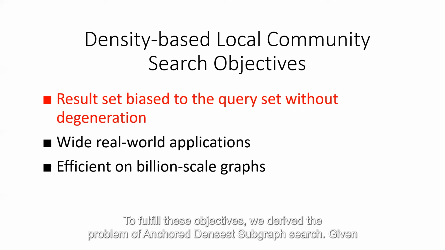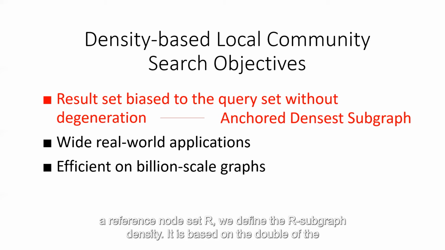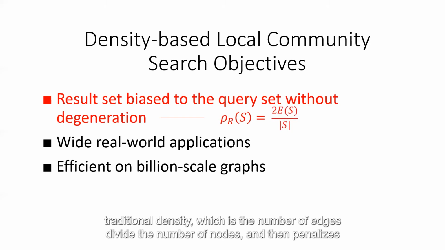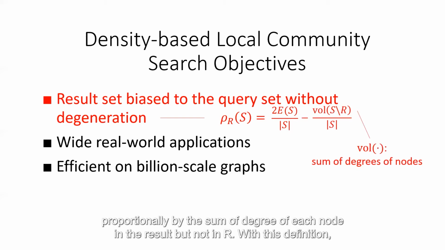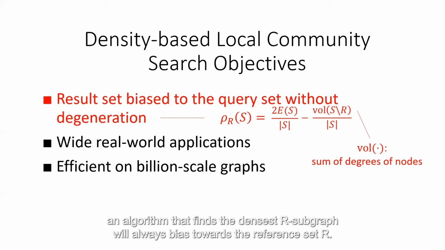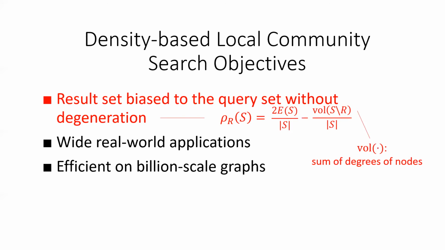To fulfill these objectives, we derived the problem of anchored densest subgraph search. Given a reference node set R, we define the R subgraph density. It is based on the double of the traditional density, which is the number of edges divided by the number of nodes, and then penalized proportionally by the sum of degrees of each node in the result set but not in R. With this definition, an algorithm that finds the densest R subgraph will always bias towards the reference set R.